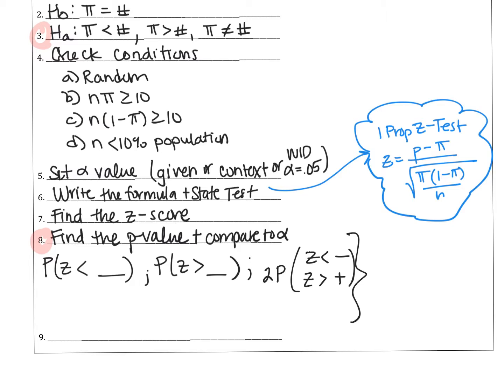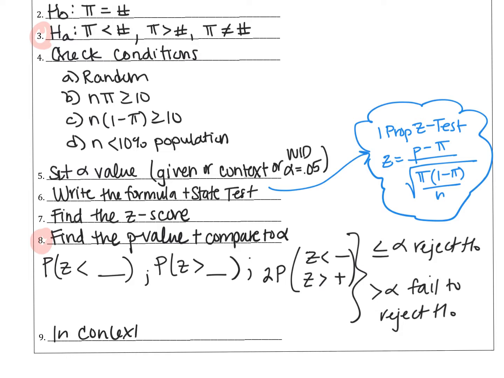For all of these, if the p-value is less than or equal to alpha, we reject the null. And if it's greater than alpha, we fail to reject the null and keep our initial claim. Last but not least, step 9 is an in-context conclusion.